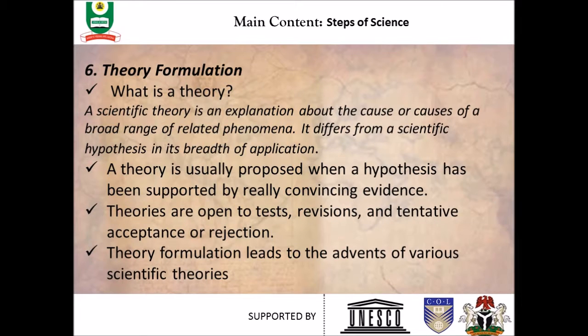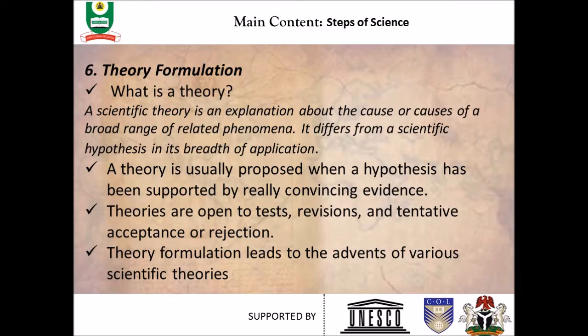Let us look at theory, which is the next step of scientific method. What is a theory? Would you be able to attempt an answer? If you cannot, okay, let us attempt one together. A scientific theory is an explanation about the cause or causes of a broad range of related phenomena. It differs from a scientific hypothesis in its breadth of application. A theory is usually proposed when a hypothesis has been supported by really convincing evidence. This evidence must be obtainable in many different laboratories and by many independent researchers.